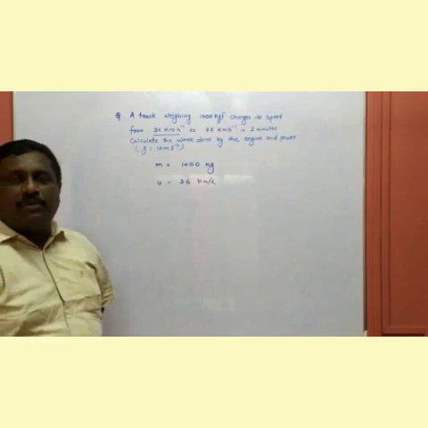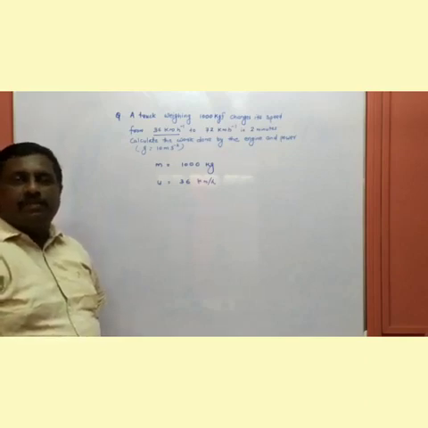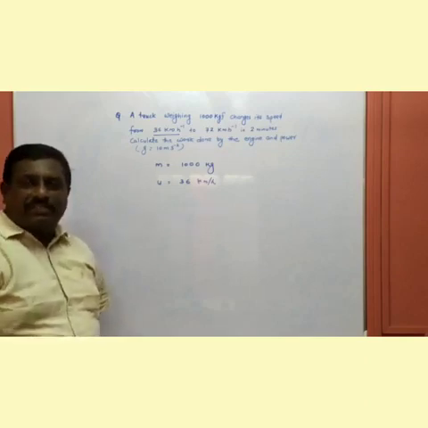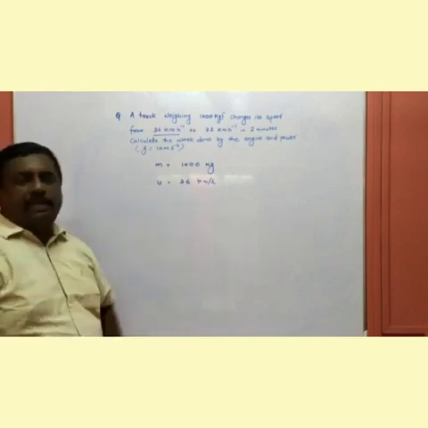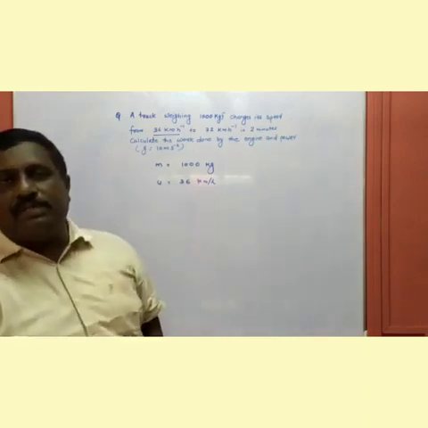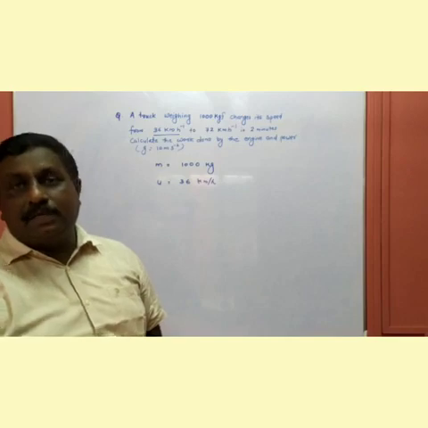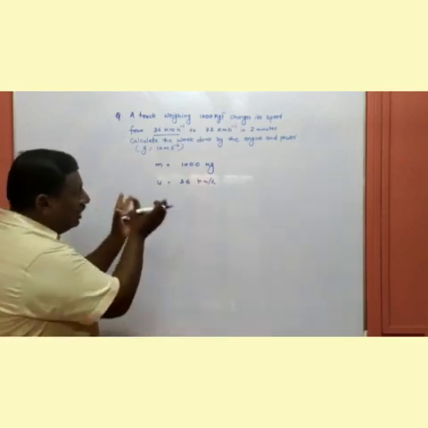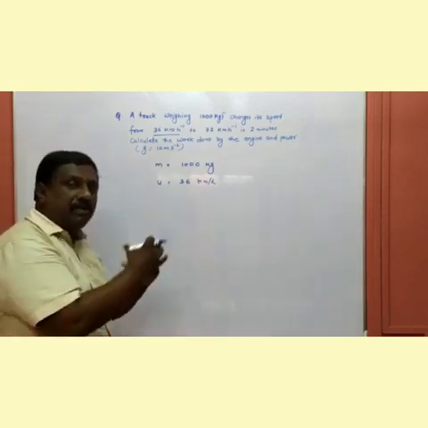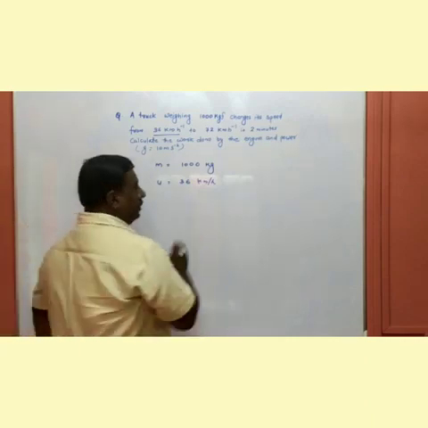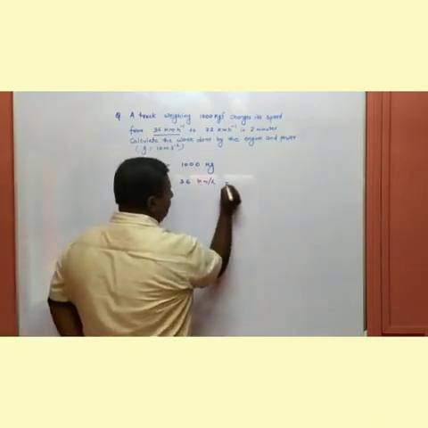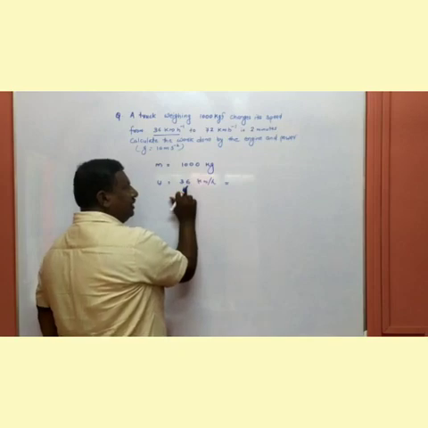We cannot solve a numerical with the higher units. It is in kilometer per hour. The SI unit is normally meter per second. So we have to convert this kilometer per hour into meter per second. Okay? Here, just listen very carefully.